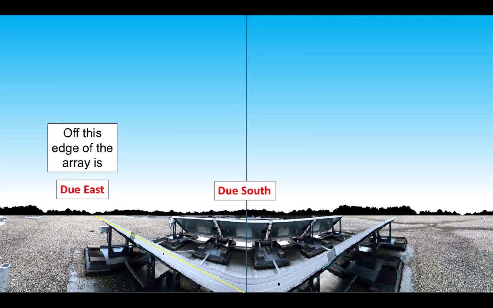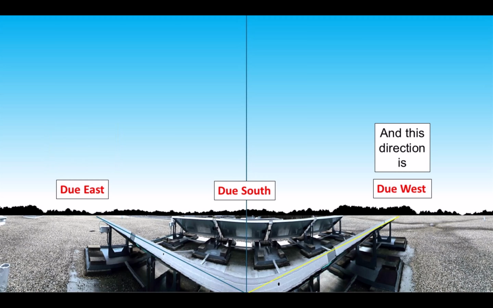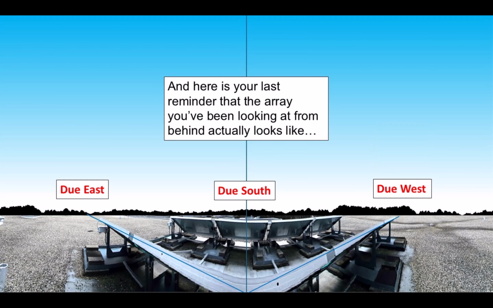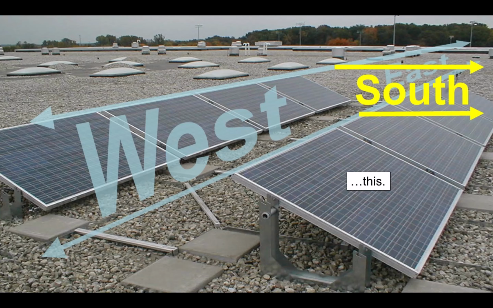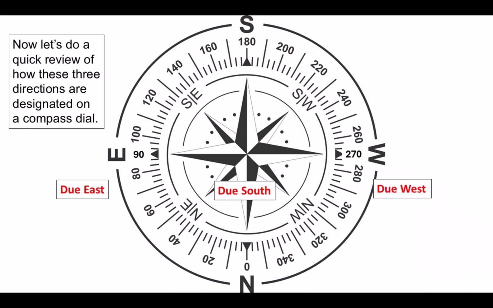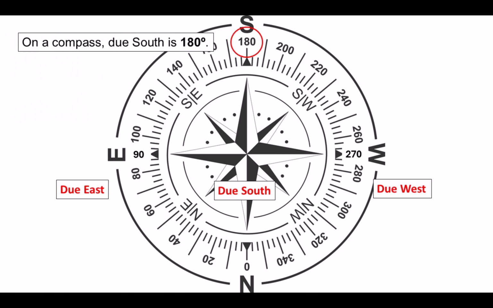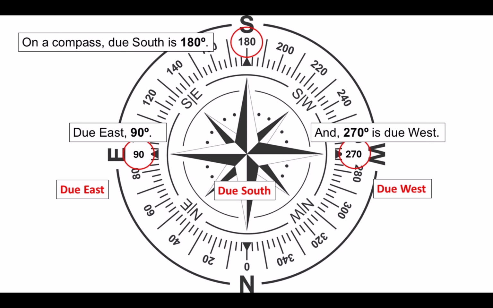Off this edge of the array is due east, and this direction is due west. And here is your last reminder that the array you've been looking at from behind actually looks like this. Now let's do a quick review of how these three directions are designated on a compass dial. On a compass, due south is 180 degrees, due east, 90 degrees, and 270 degrees is due west.